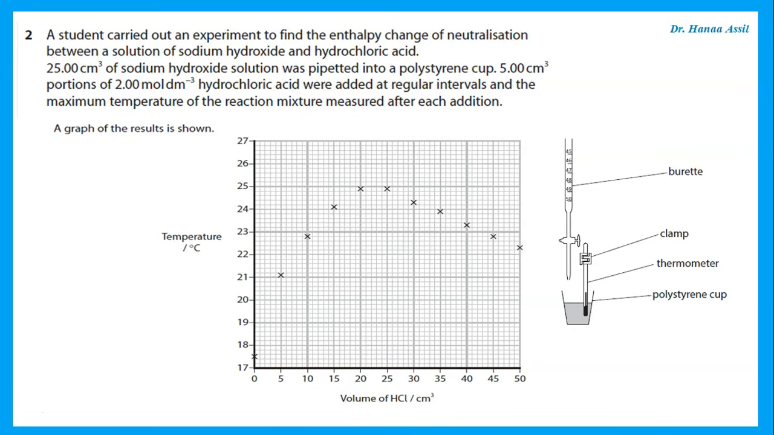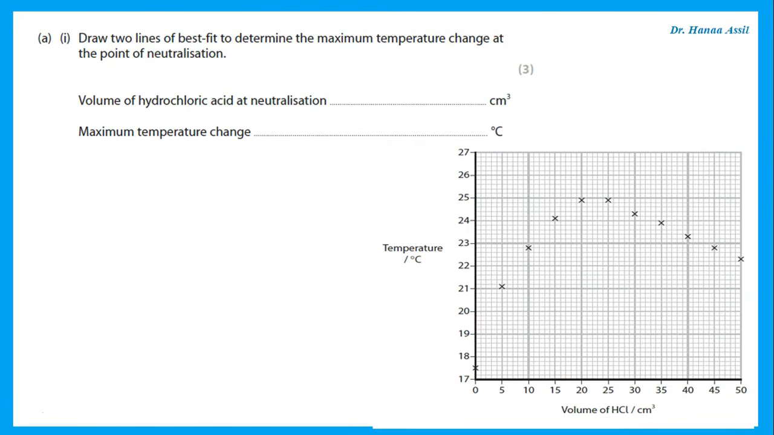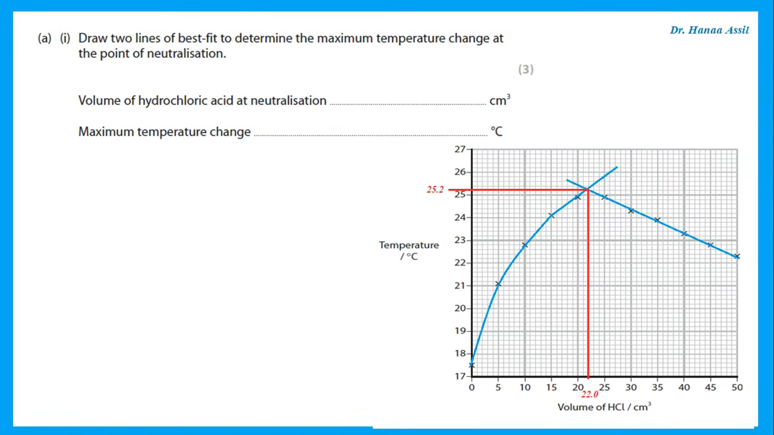So we have this graph, and we are told to draw 2 lines of best fit to determine the maximum temperature change at the point of neutralization. Now, this is very important. This graph is not really 2 straight lines. One of them is a curve and the other is a straight line. So this is actually how we should join them. And then at the point where they intersect, that is where we take the volume and the temperature.